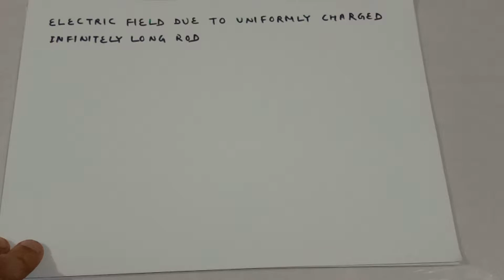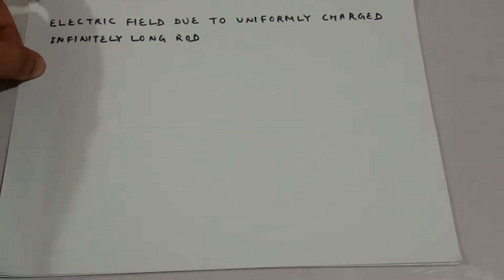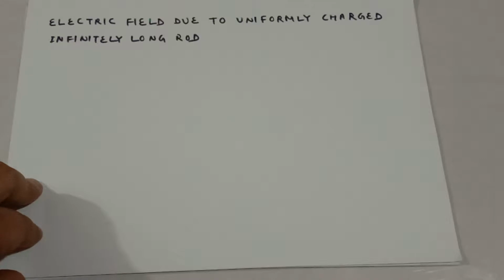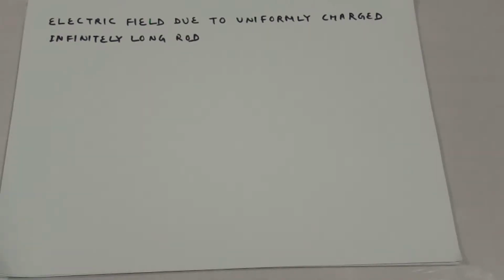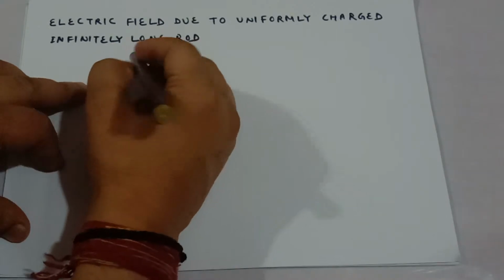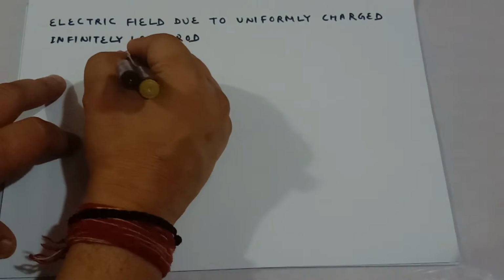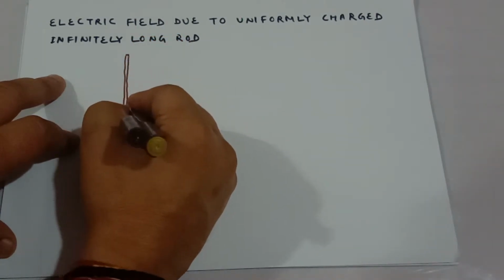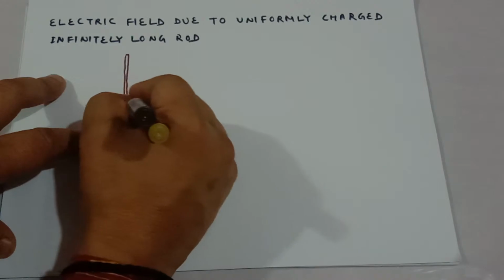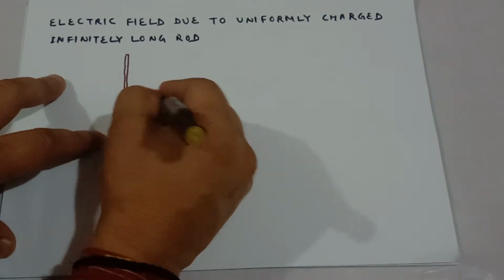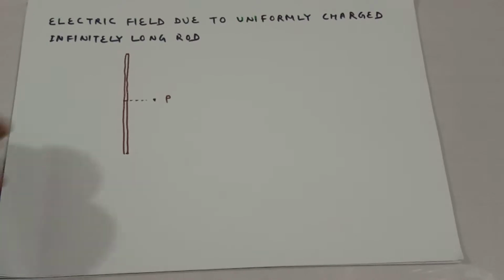Up to now we have calculated the electric field due to a uniformly charged long rod, but that length of the rod was finite. Now we will be calculating the electric field when the rod is of infinite length. So basically now we will consider that the length of the rod is infinite. Suppose we have a rod here, and we have a point here. Suppose that point is P, but the length of this particular rod is infinite.